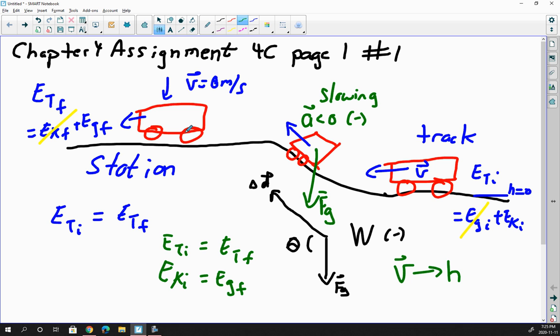So this is a really good design for a subway. You don't have to use the brakes as much. You just use the natural effects of gravity to slow down your car because you want it to slow down. It's a station. You've got to pick up the next group of people.